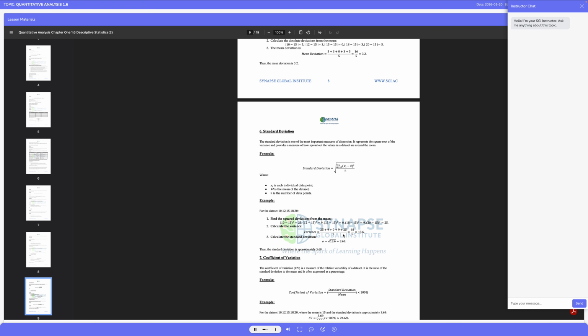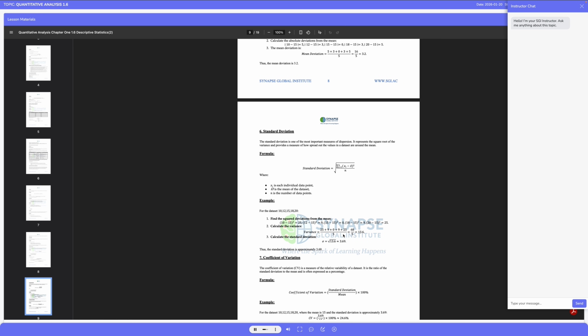Variance itself is calculated as the average of the squared deviations from the mean. Standard deviation is the square root of the sum of the squared deviations from the mean divided by the number of observations. By taking the square root, standard deviation is expressed in the same units as the original data, making it easier to interpret.